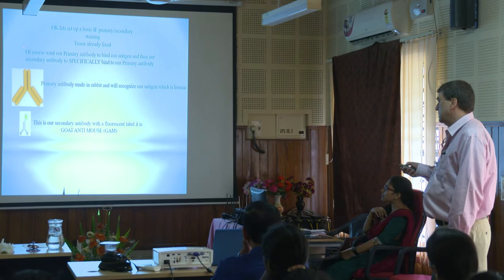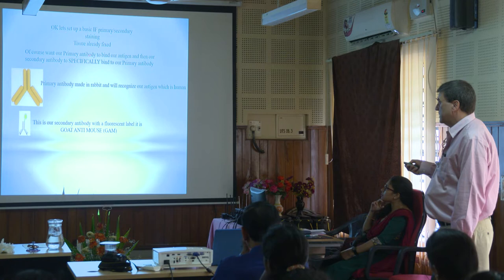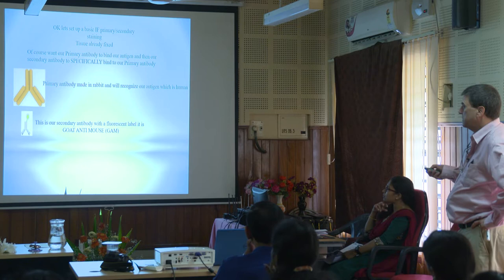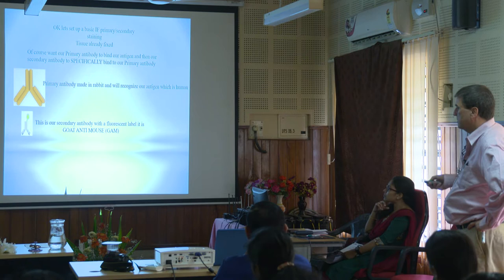Okay, so we're assuming here, at least in this setup, that things are fixed. So we want our primary antibody to bind our antigen, and then a secondary antibody to bind specifically to our primary, like we just talked about. So the primary will be made in rabbit, and will recognize our antigen, which is human.